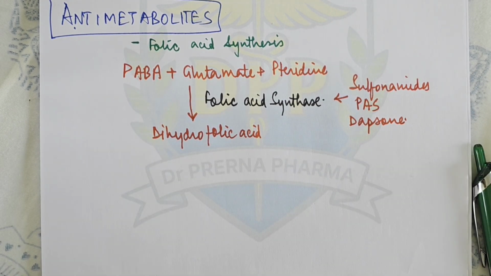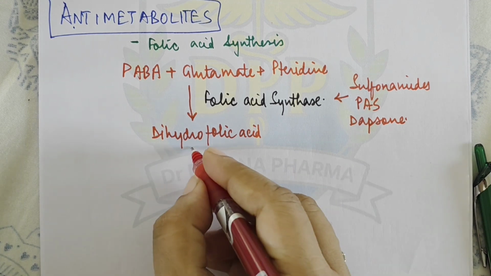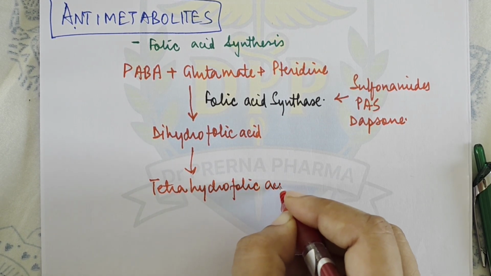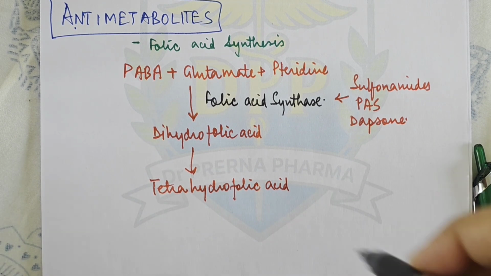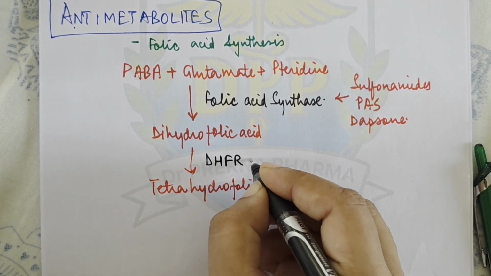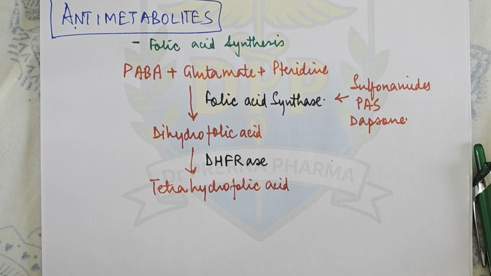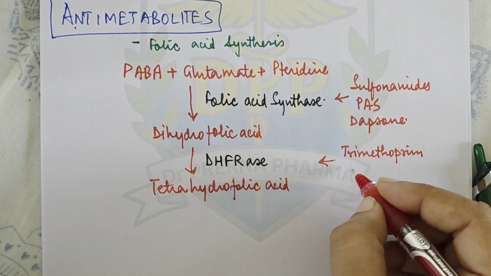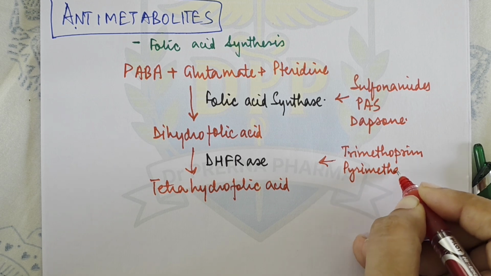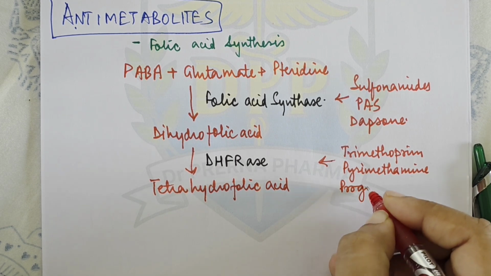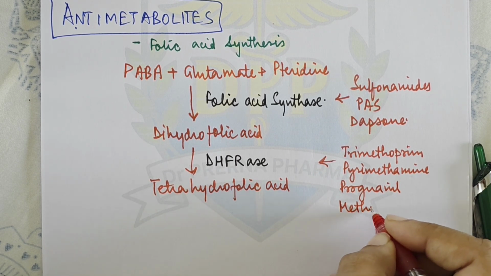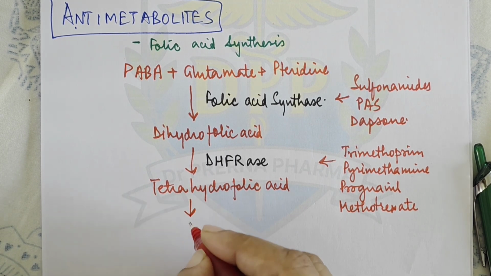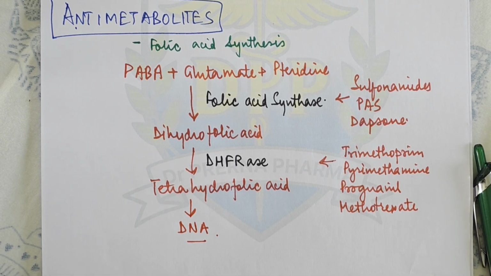Then dihydrofolic acid is finally converted into tetrahydrofolic acid. This is basically mediated by the enzyme dihydrofolate reductase. And what are the drugs which act at this place? They are trimethoprim, pyrimethamine, proguanil and methotrexate, right? So this tetrahydrofolic acid is there.